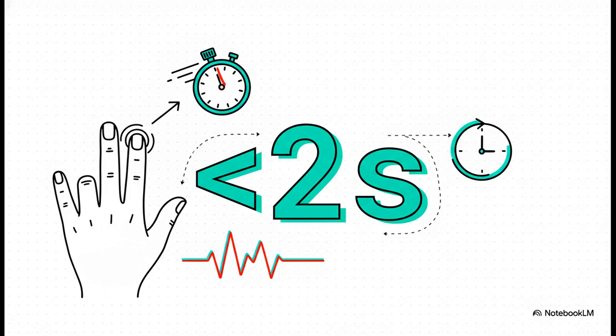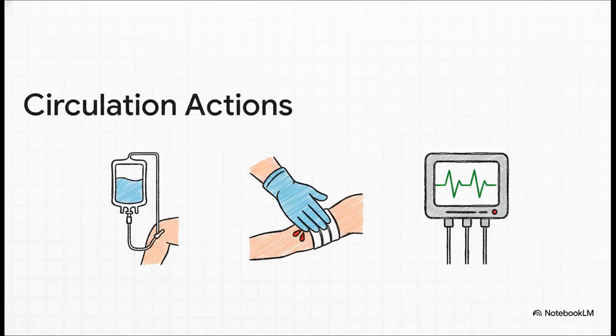If that pink color doesn't pop back in under 2 seconds, it might be a sign of poor circulation. If you're worried about circulation, your priorities are getting IV access and managing any fluids or bleeding. Getting that IV access early is a total game changer because it gives you a direct line to give fluids or drugs if things get worse.